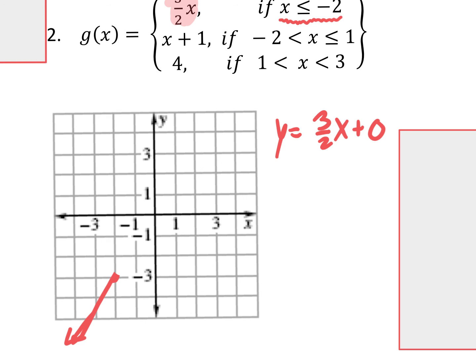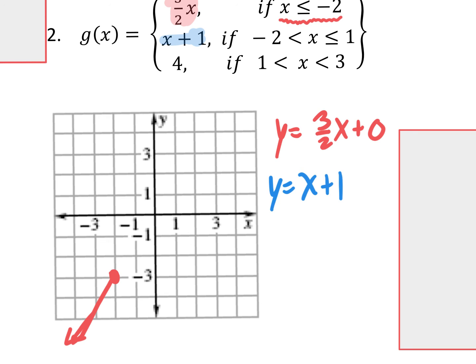And that is a solid dot at -2 on the x. Now let's move on to the next one. I'm going to do the next one in blue. Y equals, I know it says g of x, but that really is the same thing as y. Y equals x plus 1. I'm going to rewrite it down here. Y equals x plus 1.